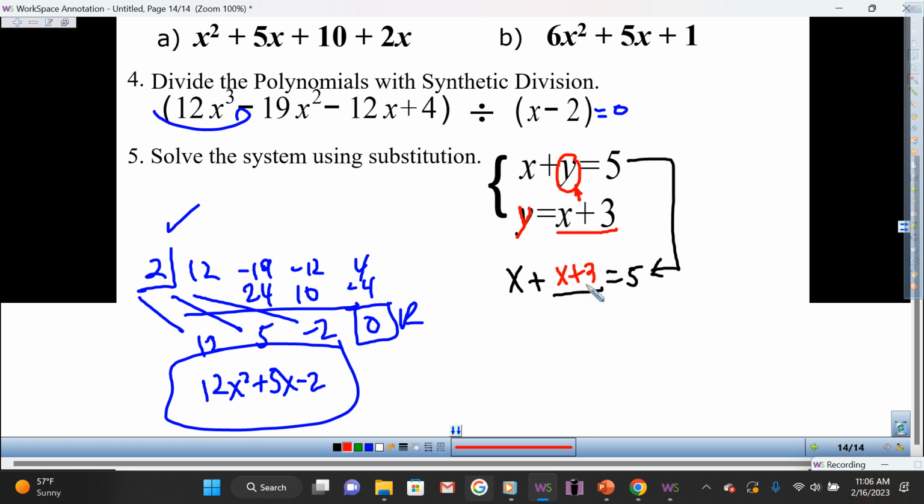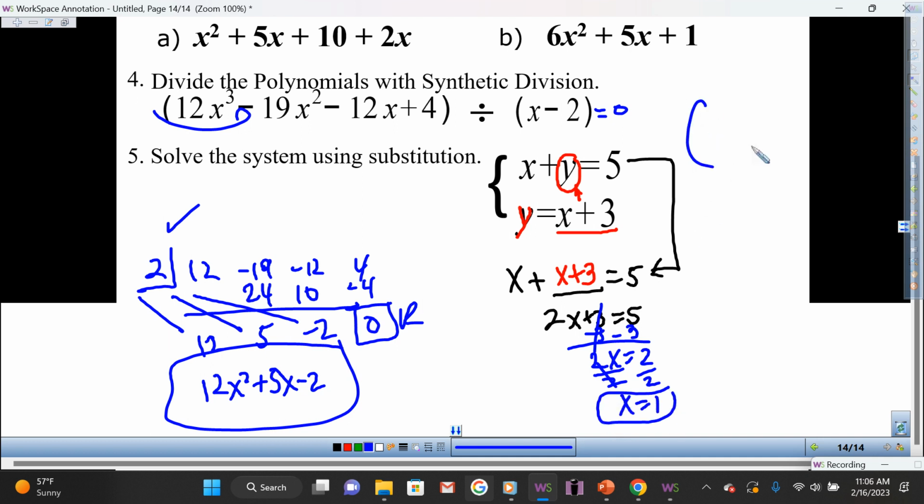X plus 3. Combine like terms, so we end up with 2x plus 3 equals 5, and we solve. Minus 3 minus 3, 2x equals 2, divide by 2, x equals 1. X equals 1. Am I done? No. Now I need a y value. So which equation do we want to use, the top one or the bottom one? The bottom one, but does it really matter? No. So I'm going to use the bottom one just for the sake of whoever said the bottom one.